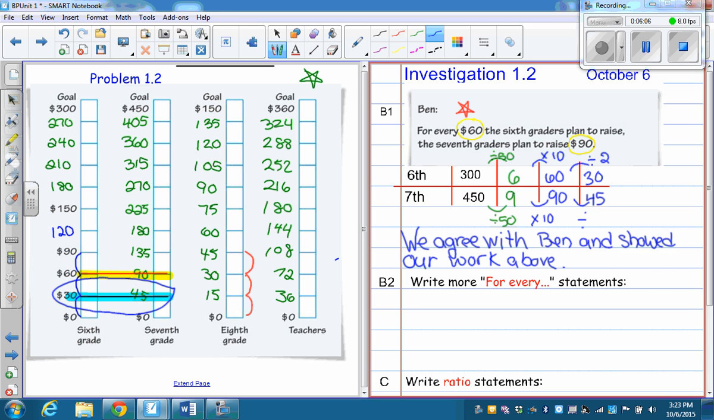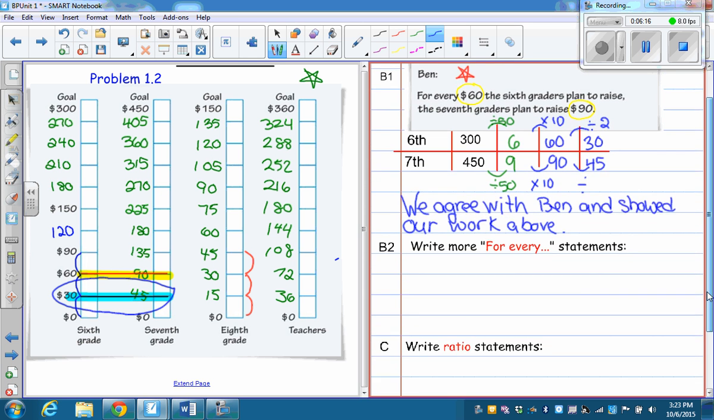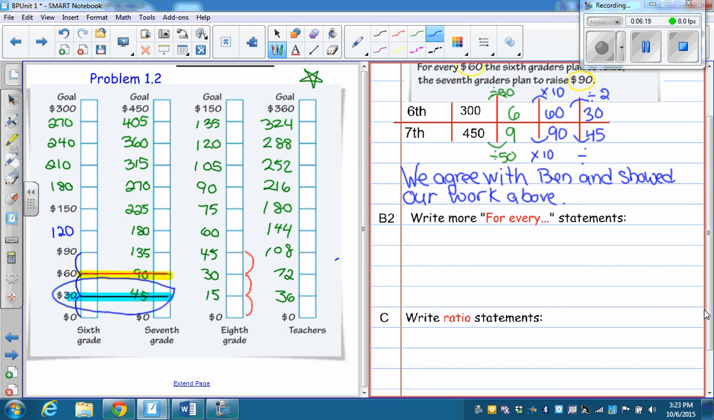The second thing you have to be able to do is write it for every statement. So we're going to use the ratio table. So start one out for me, Avi. For every what? Use that table and make it for every statement. The one off the book? Yeah. Okay. For every $30 the sixth graders make, the seventh graders make 45. Do you guys agree with that? Mm-hmm. So write that down and then write one of your own in, and we'll compare.